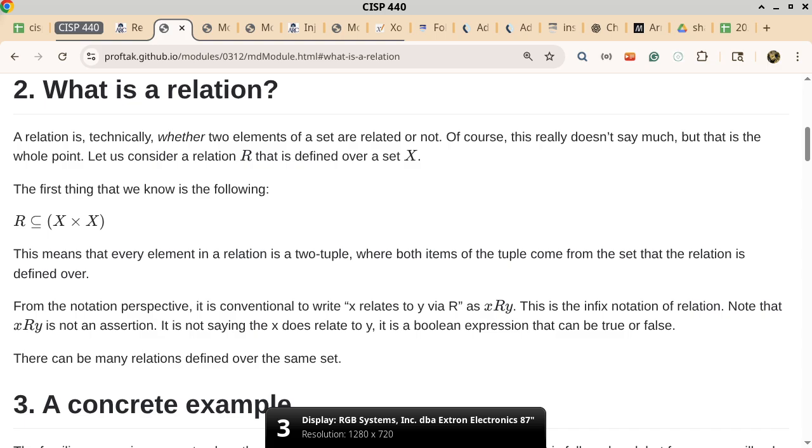So if a particular element is a two-tuple, and this time the first item and the second item of the two-tuple come from the same set, because we don't have the differentiation between the domain versus a codomain, then if the two-tuple does exist, we can use this notation. In other words, if (x, y) exists in R, then we use this notation to say that x relates to y using R as a relation.